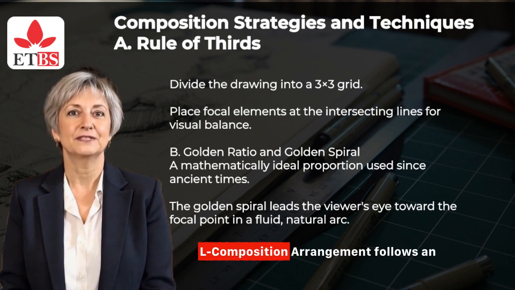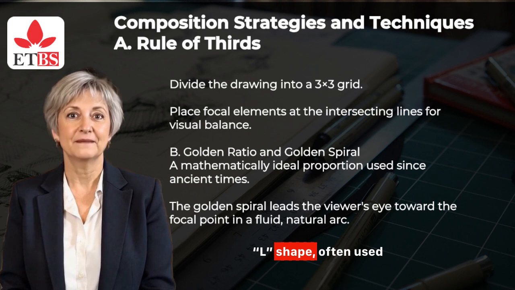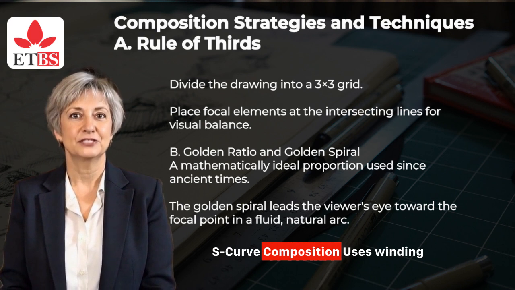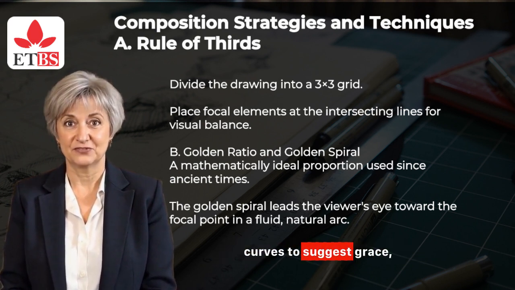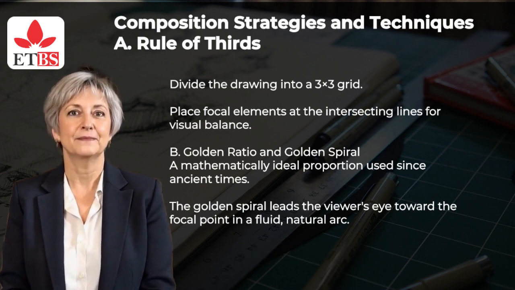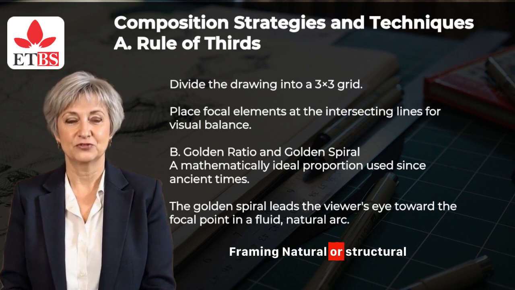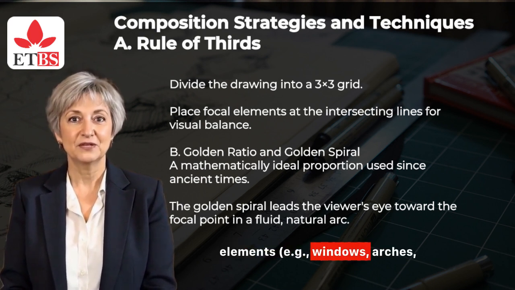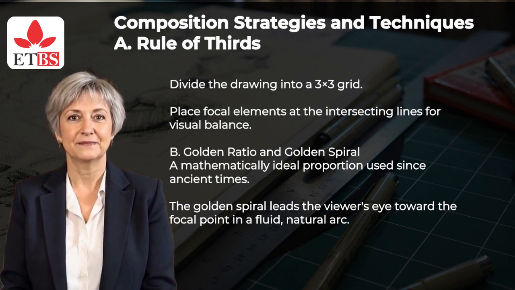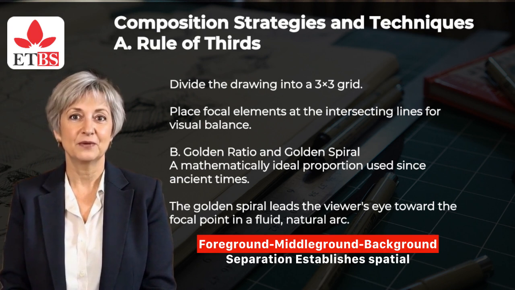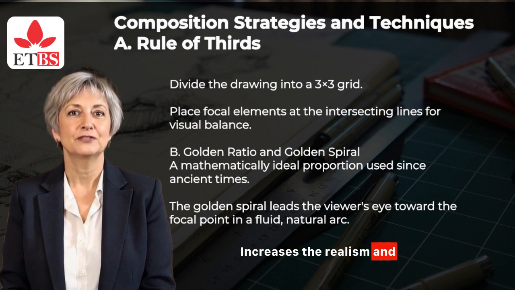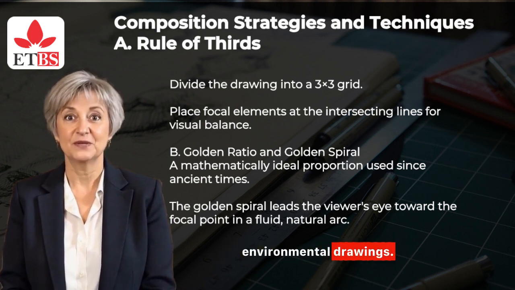C. L composition: arrangement follows an L shape, often used in landscapes and interiors. D. S-curve composition uses winding curves to suggest grace, flow, or movement, e.g., rivers, pathways, fabric. E. Framing: natural or structural elements, e.g., windows, arches, trees, that frame the main subject to create depth and context. F. Foreground, middle ground, background separation establishes spatial layers, increases the realism and structure of narrative-based or environmental drawings.